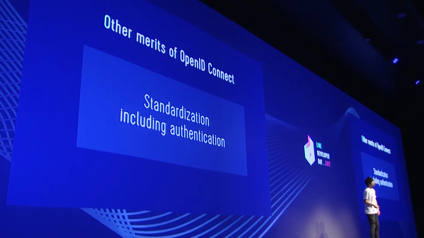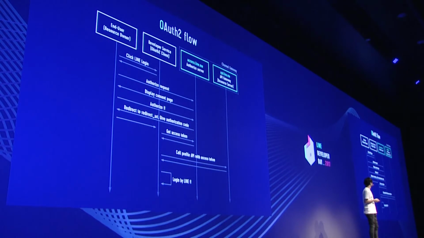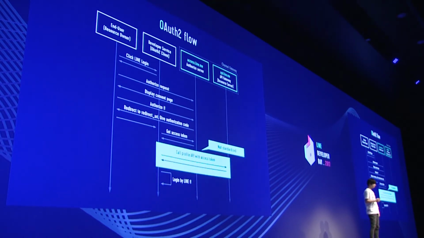And also with OpenID Connect, as I said before, it standardized not only the authorization, but also the authentication flow as well. So it's a benefit. What I mean by that is that with OAuth 2, the LINE login sequence is described here. It seems quite complicated, so you don't have to look into it too deeply. But at the top of the sequence diagram, you see the OAuth 2 integration. That's how you get the access token.